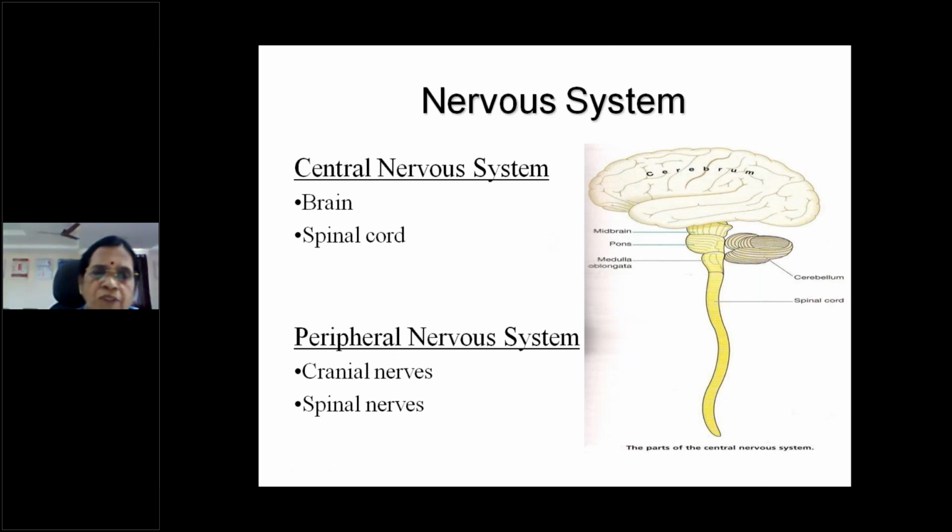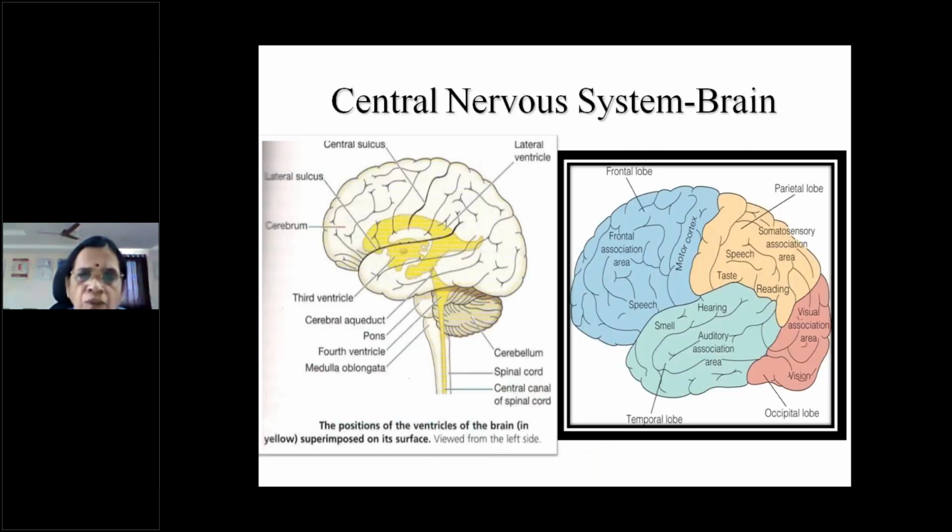So the nervous system consists of the central nervous system and the peripheral nervous system. As you know, the brain and spinal cord make up the central nervous system, and the peripheral nerves are the cranial nerves and the spinal nerves. So this is the structure you might have read in anatomy, all the lobes, and then the cortex, with centers for taste, speech, reading, and associated areas.